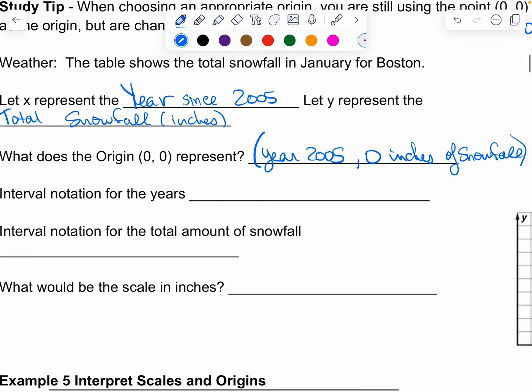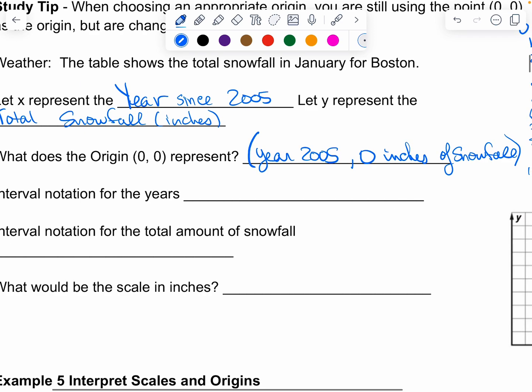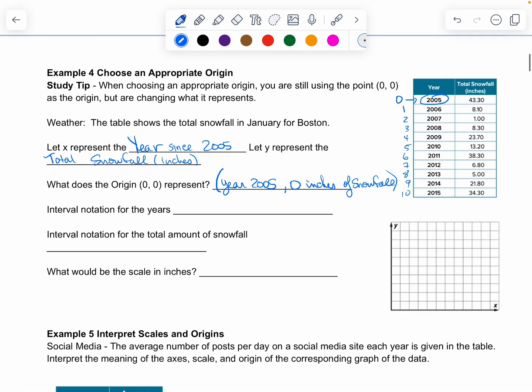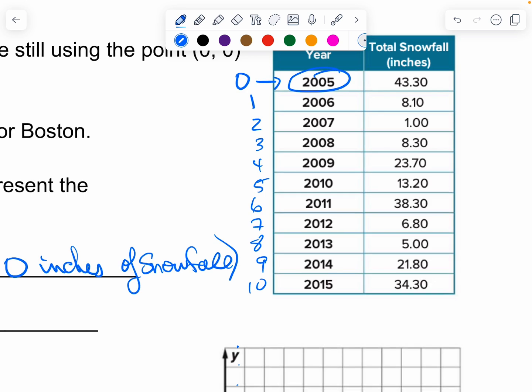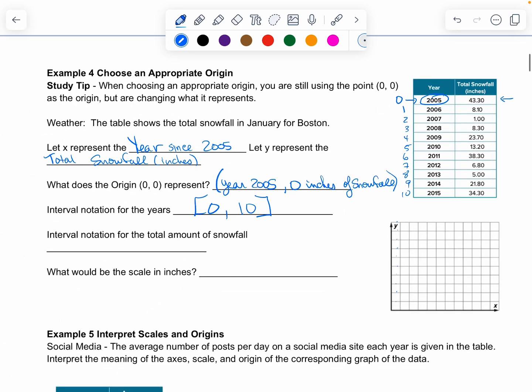So my interval notation for this, for the number of years, where did we start? We started with 0. We have to go up to 10. Well, how many of these lines do we have? 1, 2, 3, 4, 5, 6, 7, 8, 9, 10. Look at that. It goes from 0 to 10. Now, interval notation down below, well, we need to know what the highest number is. So the highest number is 43. Okay, so we know it's going to start at 0.